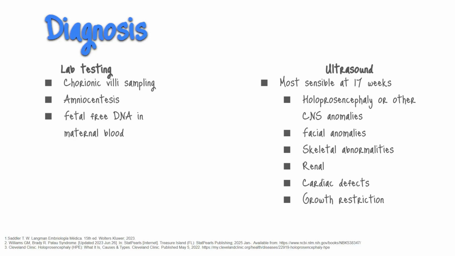It's good to know that some of these malformations may be present in other syndromes. So the malformations are holoprosencephaly and other central nervous system anomalies, facial anomalies, skeletal abnormalities, renal and cardiac defects, and growth restrictions. These are the anomalies that are typically present.